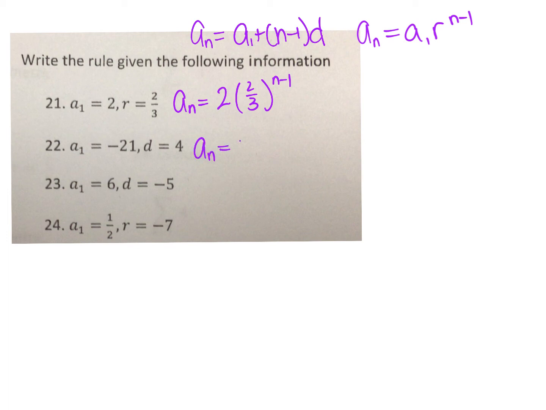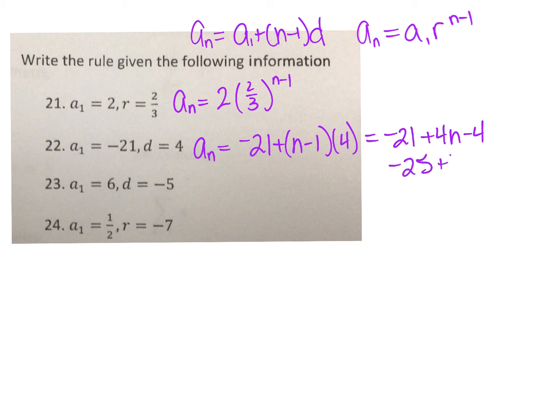An equals a1, negative 21, plus n minus 1 times 4. Remember when I'm writing the rule, n and an are my variables. And for arithmetic, I need to distribute and simplify. I cannot leave it like this. So that's negative 21 plus 4n minus 4. So negative 25 plus 4n, or 4n minus 25. Either way is okay.